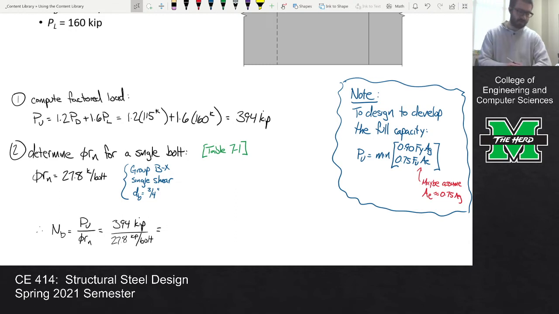I guess I should put step 3 on that. Is everybody with me on that? So I'm just saying that if the connection needs to hold up 394 kips, and each bolt can hold up 27.8, how many bolts do we need?